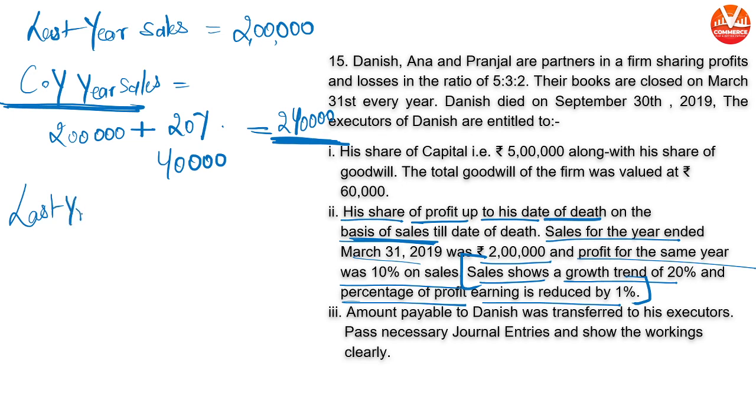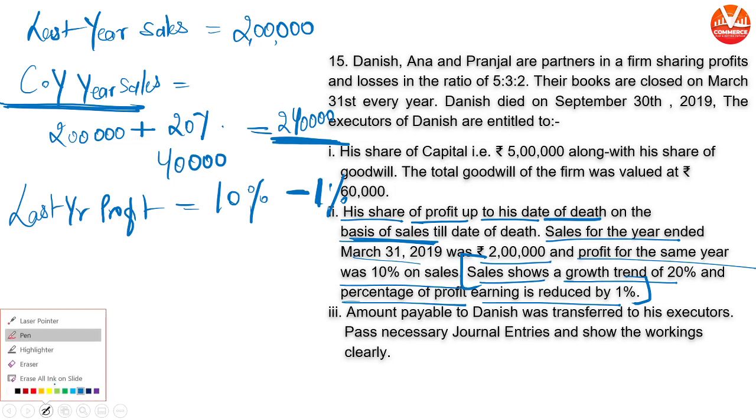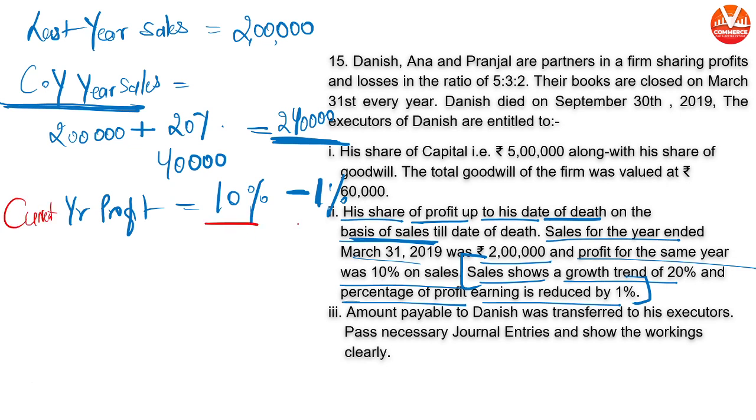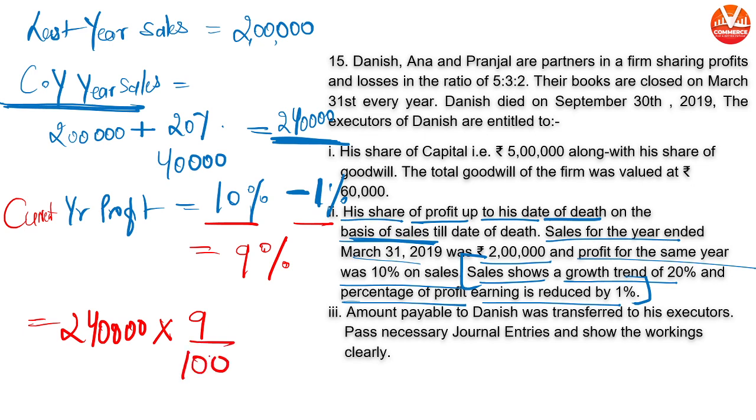Now last year profit was 10% and it is reduced by 1%. So current year profit will be 10 minus 1, 9%. So current year sales 2,40,000 multiplied by 9%. What will be the current year profit? 2,40,000 multiplied by 9 upon 100. Current year profit is 21,600.